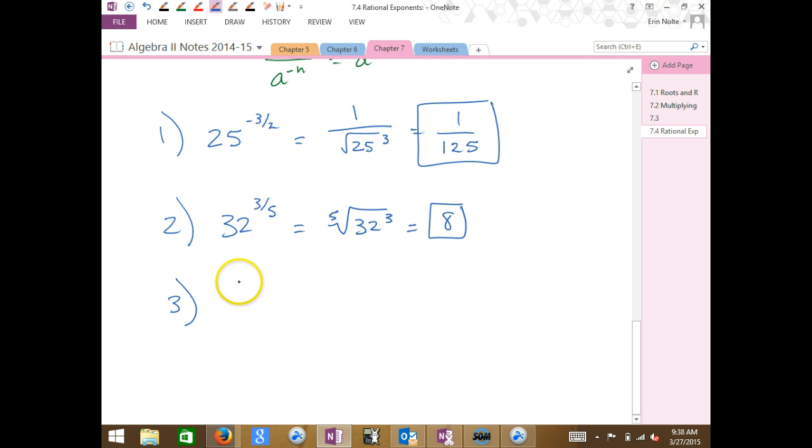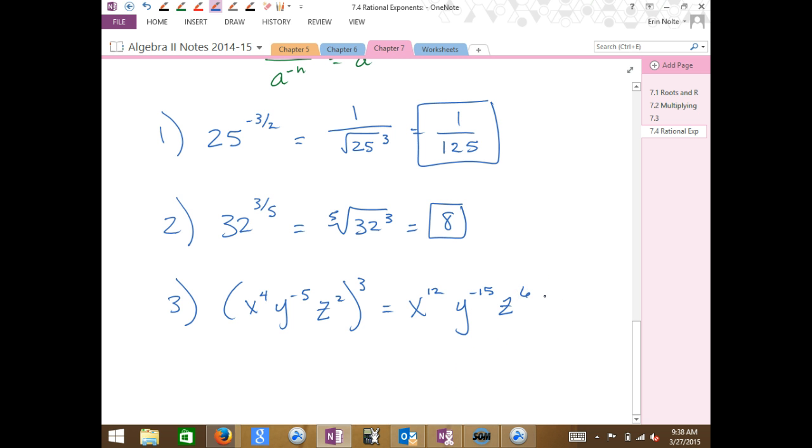Let's try one with some variables. How about x to the 4th, y to the -5th, and z squared. Okay, so what am I going to do with this one? What am I going to do with those exponents and that 3 that's out? Good, I'm just going to multiply all of the exponents by 3. Okay, so this is going to give me x to the 12th. What's -5 times 3? -15. And z to the 6th.